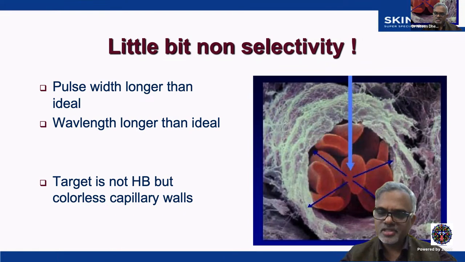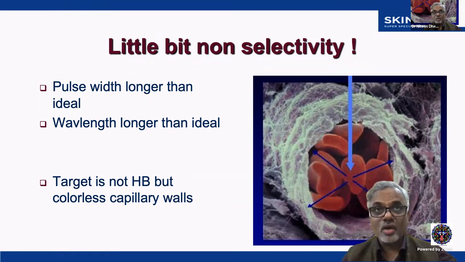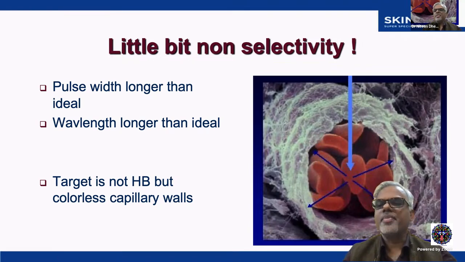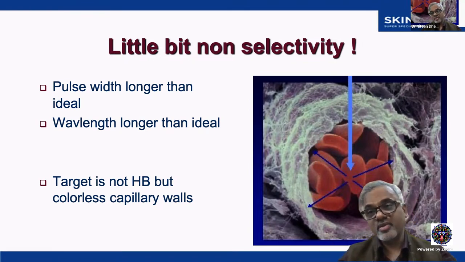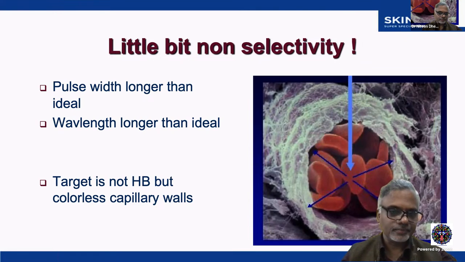I want to hit the RBCs, coagulate, and spread a little bit of the heat around these RBCs till the capillary wall. So here you want a little bit of non-selectivity. If we have a laser which will target only RBCs and not the capillary wall, that's a very specific laser, but not useful. I don't want to kill RBCs. I want to kill the capillary wall.